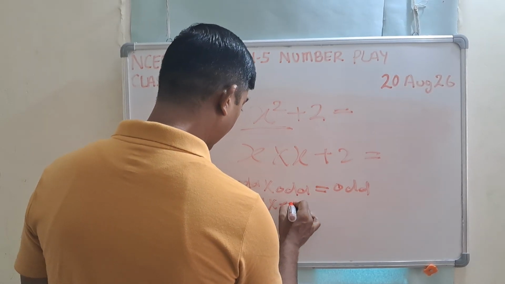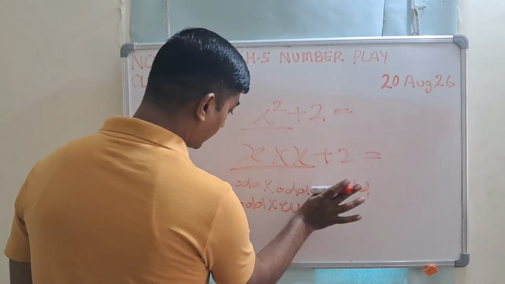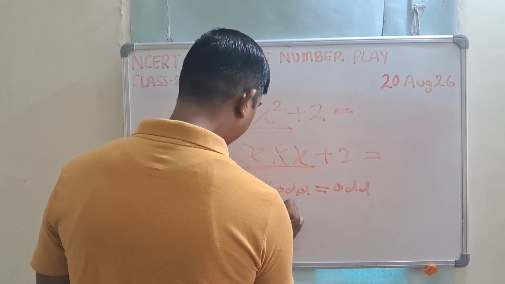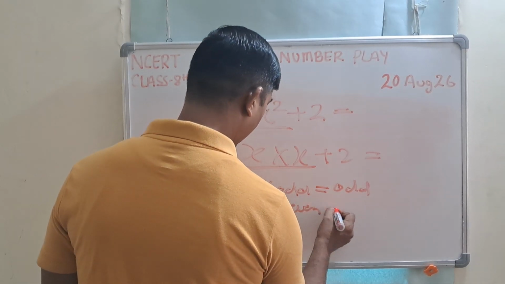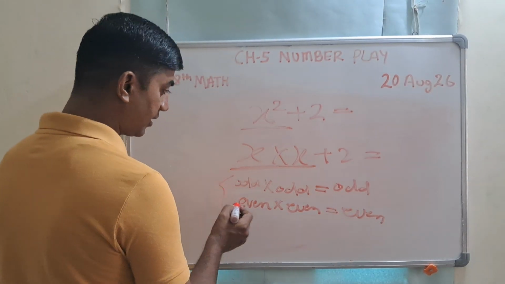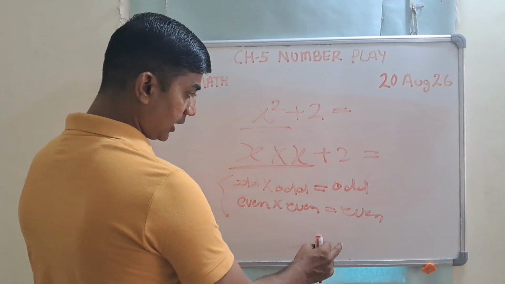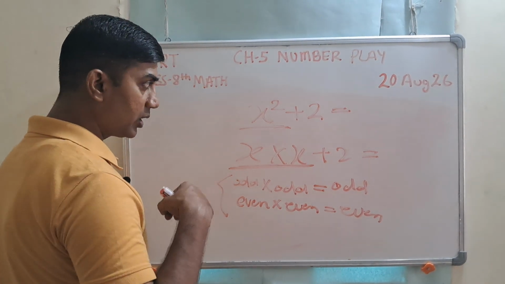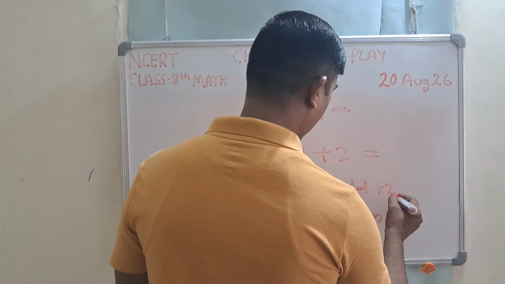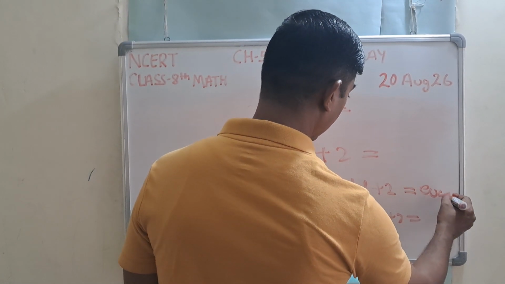Now see, here we have both the quantities the same. Since both the quantities are the same, the point of discussion is that even into even is even. Now this expression can have both results. Now we have this odd and this even, and when you add plus 2, you will get the result even.